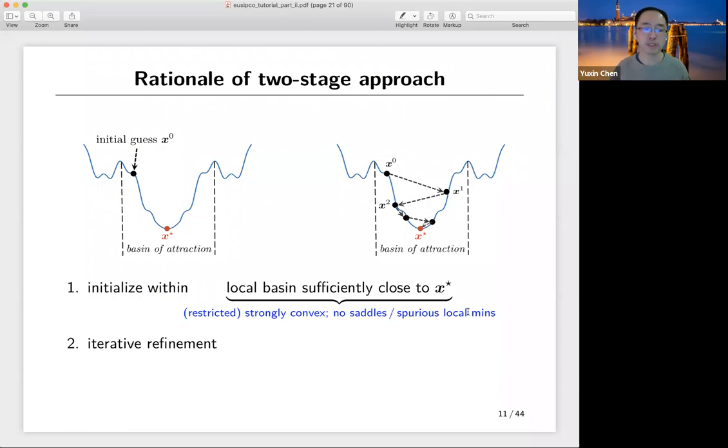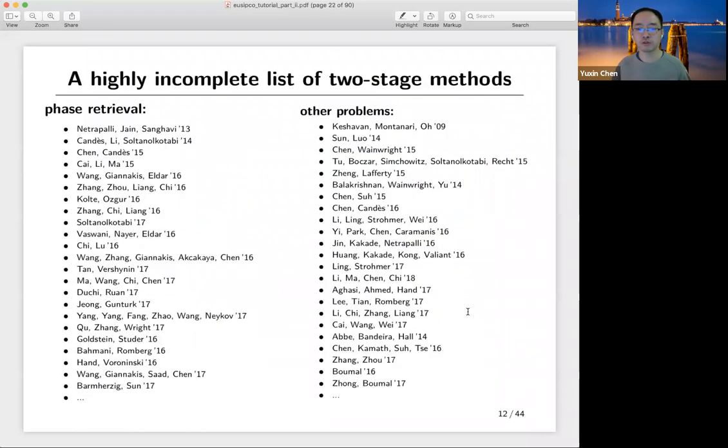Maybe if we're fortunate enough, there's only a single stationary point within this local region. If this is the case, and if you are able to run an algorithm carefully to find this stationary point, then it means that you can find the global solution. So this is a very simple two-stage strategy, and it actually finds a lot of applications in problems well beyond phase retrieval, and it has received a lot of attention in the research community in the last several years.